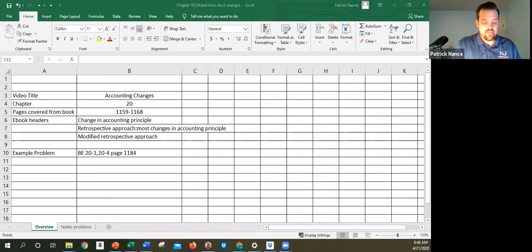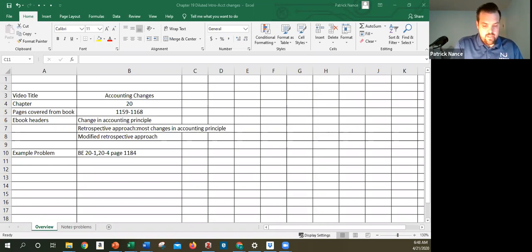An error correction is another one, correction of error. Correction of error caused by transactions that are recorded incorrectly or not at all. Could be mathematical errors, incorrect physical inventory count, change from a cash basis to accrual basis, failure to record an adjusting entry, fraud or gross negligence.